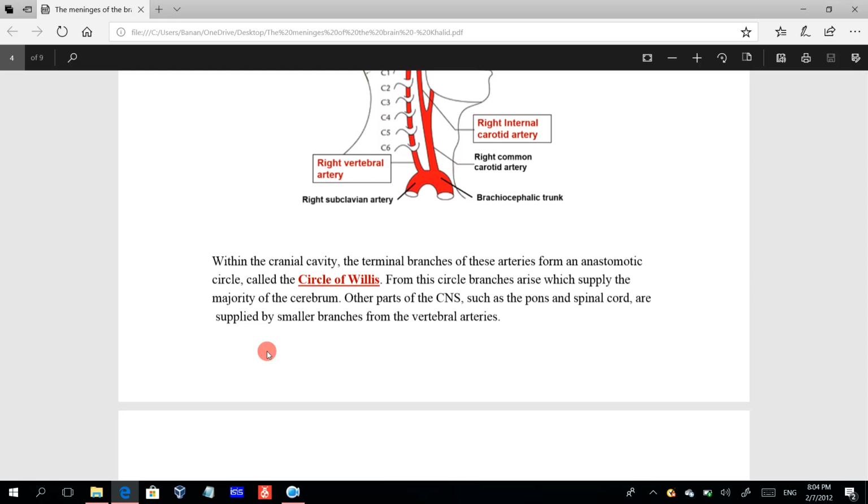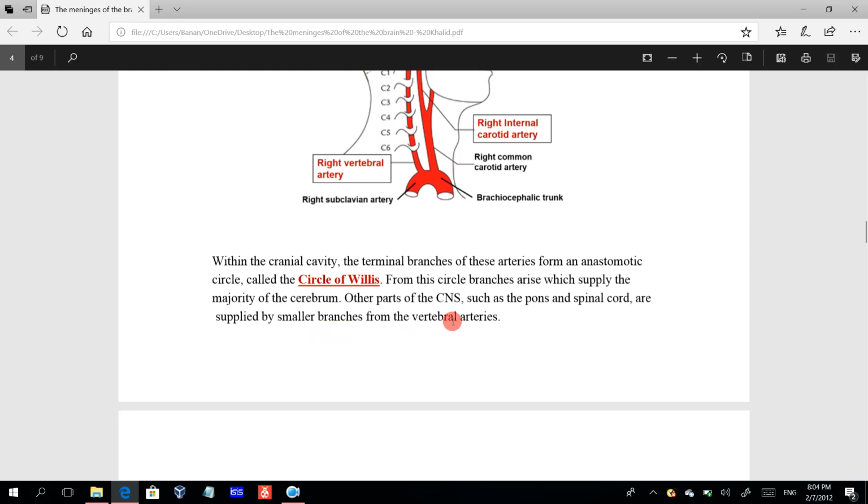And this circle of arteries, this anastomosis on the under surface of the brain, has a name, which is called the circle of Willis. Circle of Willis. We will discuss it later on, inshallah. From this circle, branches arise which supply the majority of the cerebrum and other parts of the CNS, such as the pons, medulla oblongata, and spinal cord, which are supplied by smaller branches from the vertebral arteries.